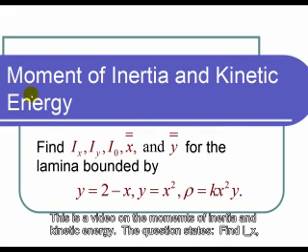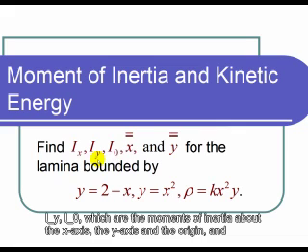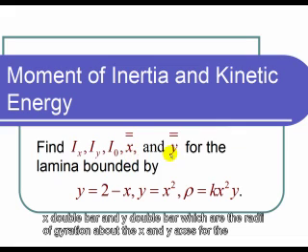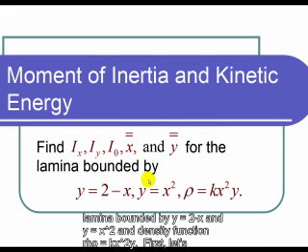This is a video on the moments of inertia and kinetic energy. The question states, find I sub x, I sub y, and I sub 0, which are the moments of inertia about the x-axis, the y-axis, and the origin, and x double bar and y double bar, which are the radii of gyration about the x and y-axes, for the lamina bounded by y equals 2 minus x, y equals x squared, and density function rho equals k times x squared y.